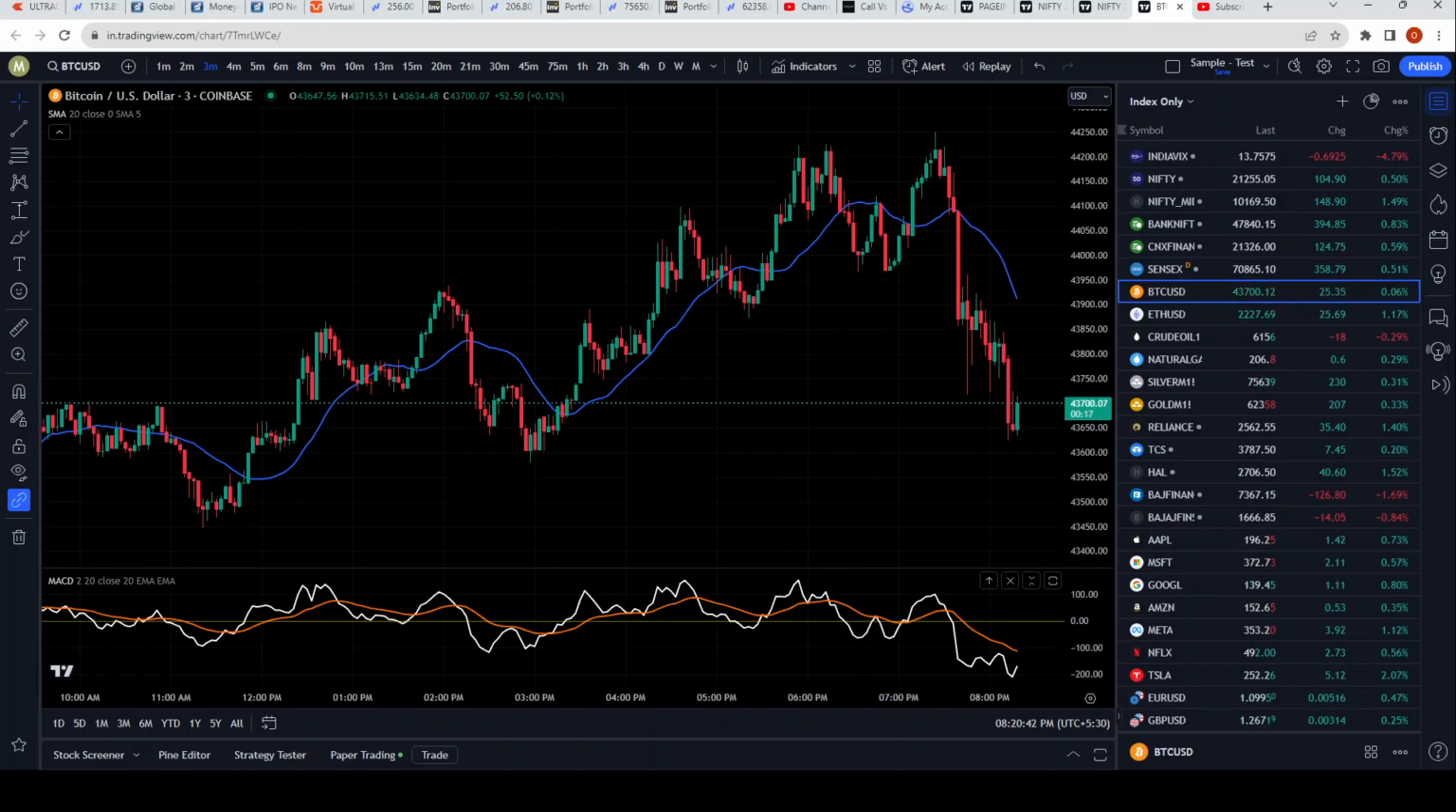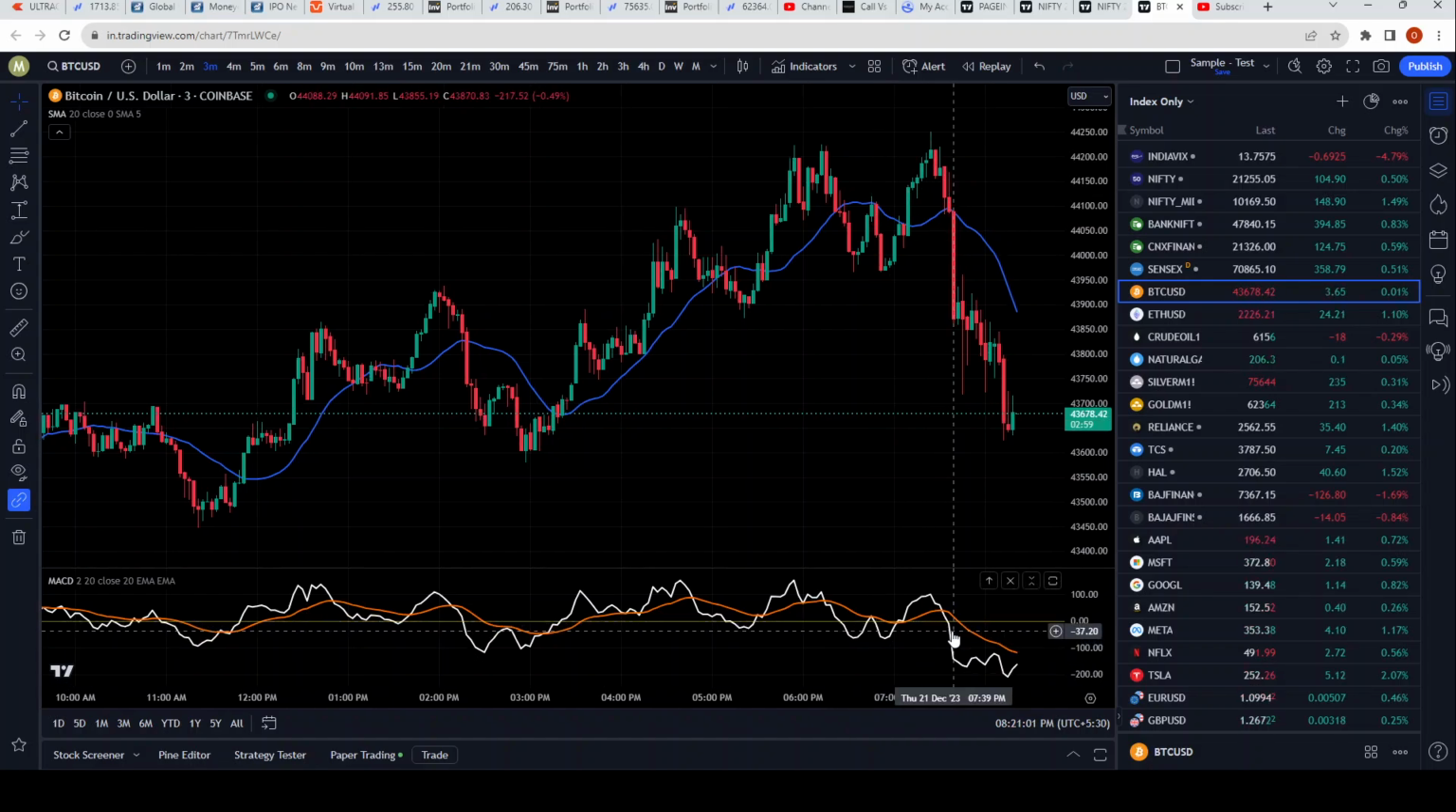All right. You see over here, this is a perfect example of shorting. It's going below the blue line. It's forming a very strong red candle. We wait till the white line is below the orange line, and the moment it goes below the yellow line, we short somewhere over here.